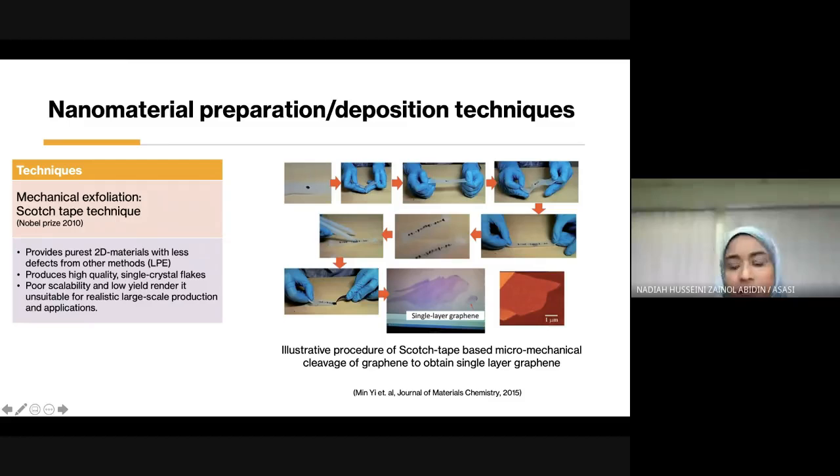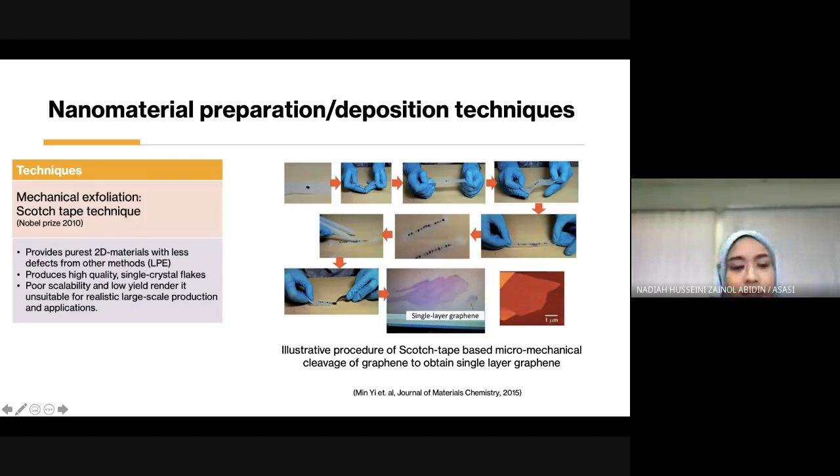And what they do is that they use the normal force to peel off the layers. They peel off, keep on doing that until they got a single layer graphene. And they deposited that graphene on a fiber connector, connected it together, it became an SA. So it was like a breakthrough moment, right? So this type of technique provides the purest 2D materials with less defects compared to others, produces high quality single crystal flakes.